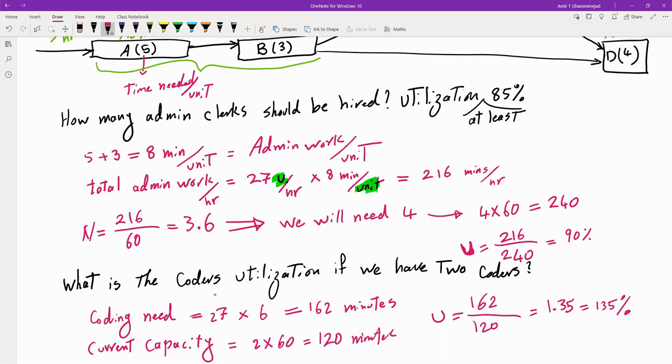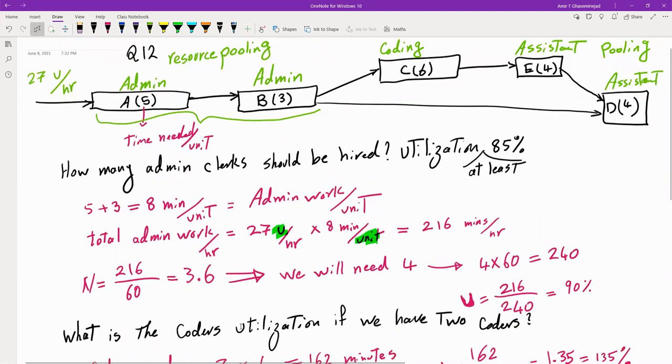No. Exactly. So when we calculate a utilization of more than 100%, and some of you lose some marks in the final exam, notice that if you see that a utilization of any unit is more than 100%, it means no-go. Something is wrong. Like in this case, it means that the coders will not be able to serve, and basically the whole company cannot serve these 27 people. So the conclusion is that they cannot perform their duty. The company cannot perform 27 units per hour.